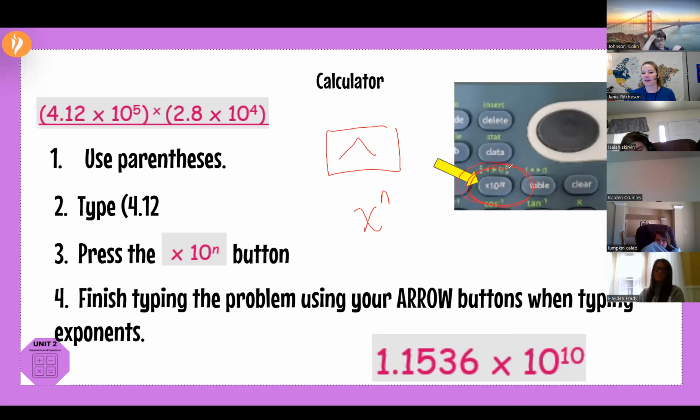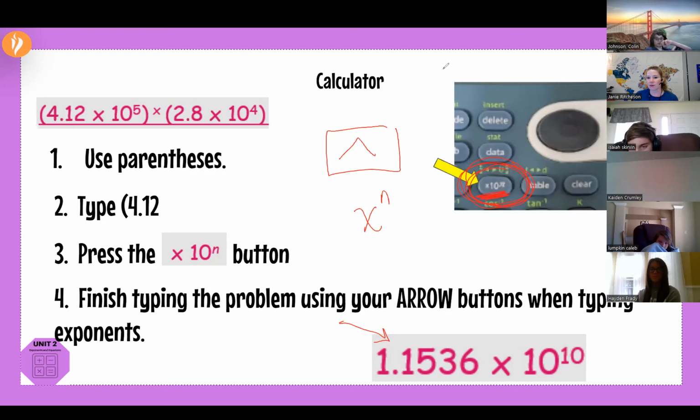Even those of us that have this calculator that I'm talking about, you don't have to use this button. You can just type times 10 and do the exponent that way. Isaiah, let me know if you end up with this answer after putting all of it in. It takes a little practice, guys. A lot of people will mess up and forget to come out of the exponent by using the arrow key, and then it'll give you some sort of error message when you hit enter.